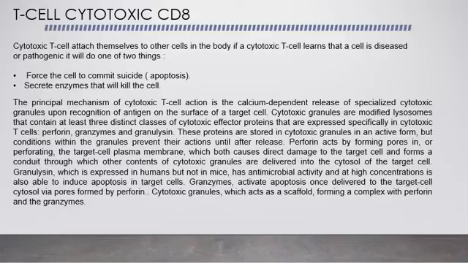The cytotoxic granules are modified lysosomes that contain at least three classes of cytotoxic effector proteins, which are perforin, granzyme and granulysin. These three proteins are released from the cytotoxic T cells, and that will lead to destroying the infected or target cells.